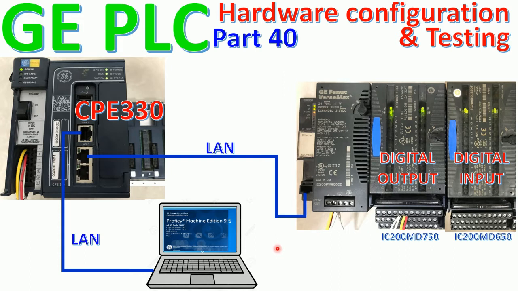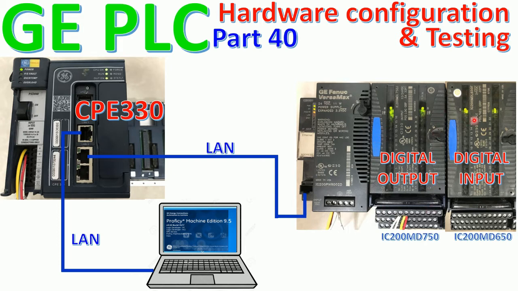So in this video, I will use the software Proficy Machine Edition version 9.5, the same as the previous video, and connect a LAN cable to port 1 of the CPE330. For Proficy IO, I will use port 2 to connect to the digital input and output. And here is the digital output module that we already learned in the previous video.